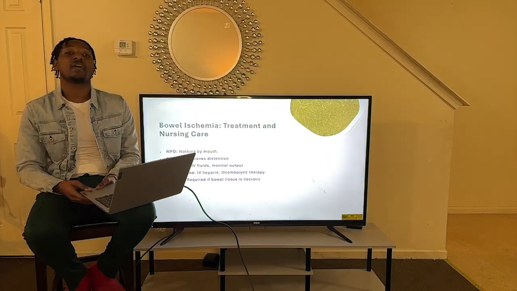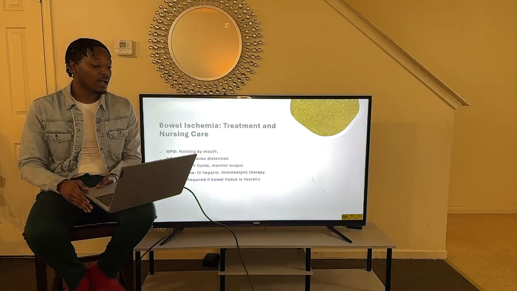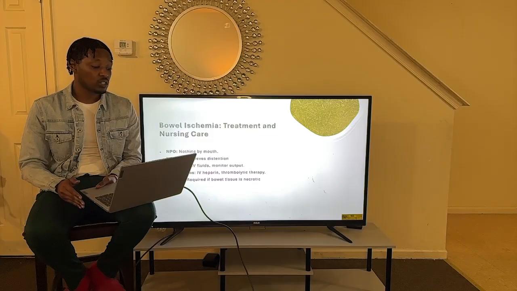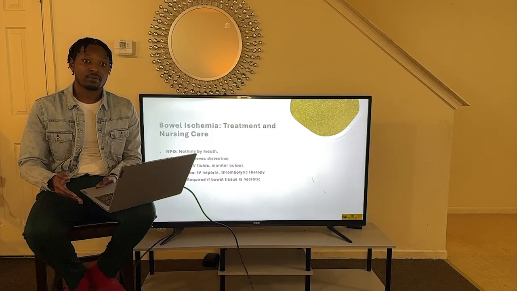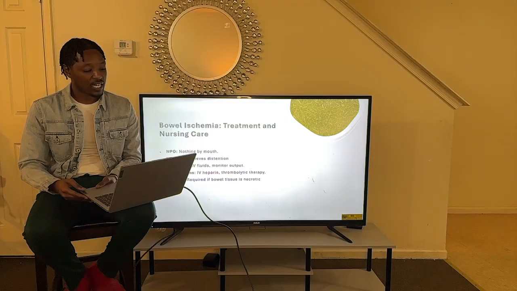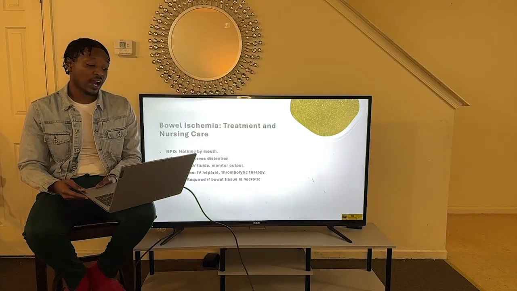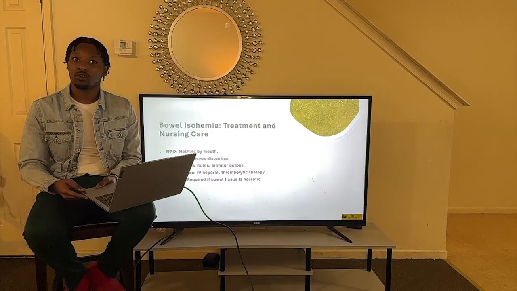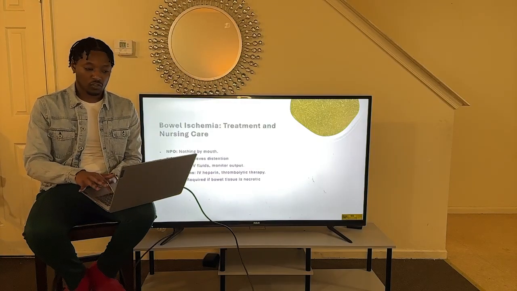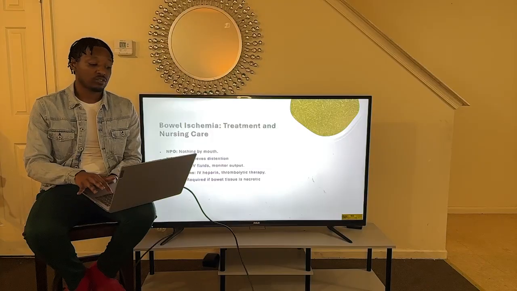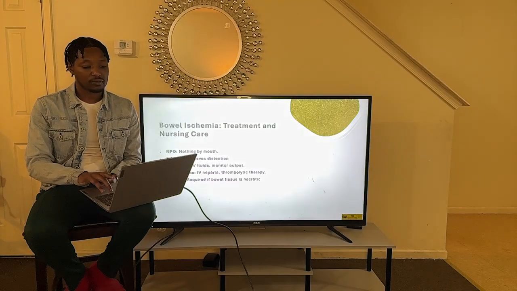For treatment, make sure this patient is NPO, nothing by mouth. They will need an NG tube, which will relieve distension. Hydration, which would include some IV fluids, and monitor the output of the urine. Some medications would include IV heparin and thrombolytic therapy. Surgery may be required if the bowel tissue is necrotic. So if you let that tissue die, then surgery for bowel ischemia may be needed.